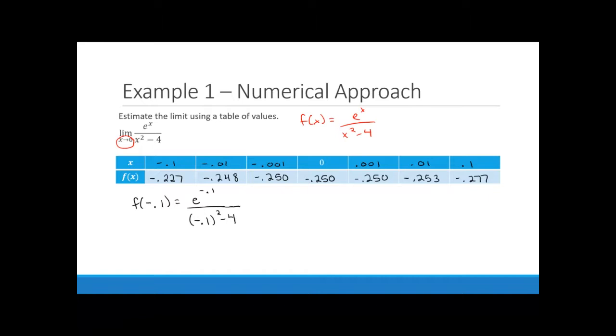So I filled in the table, and then the question is we're estimating the limit. So we're saying, okay, as x is heading towards 0 in either direction, what is happening in the y value? What number is my y value approaching? Where is y heading?